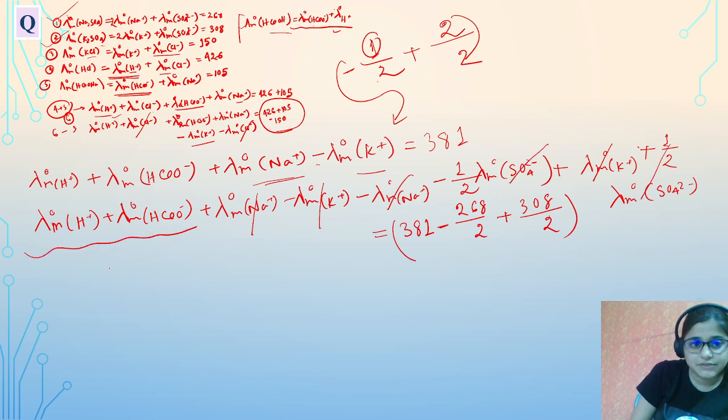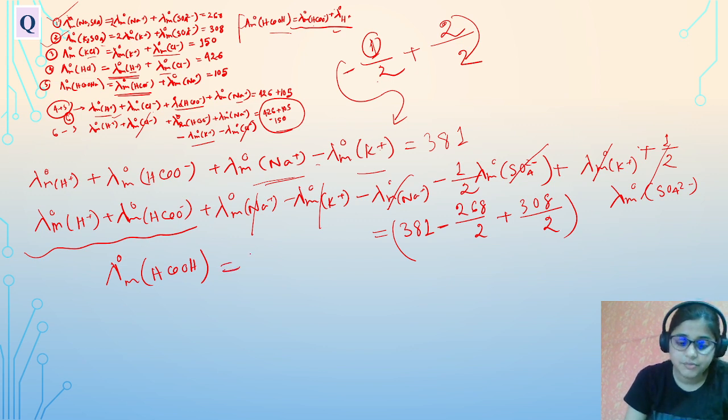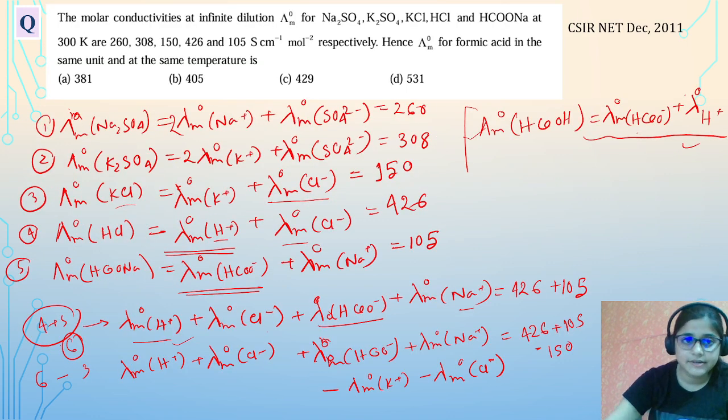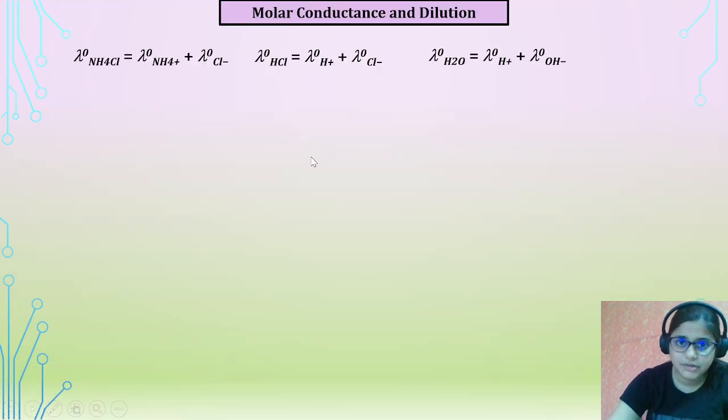So what is left? This one, which is actually the delta m0 value of HCOOH, formic acid, which will be equal to, now, so 268 by 2 plus 308 by 2, now sorry, 381 minus 268 by 2 plus 308 by 2. Okay, so the answer is this one. Okay, you can solve this. B is, I think, the answer.